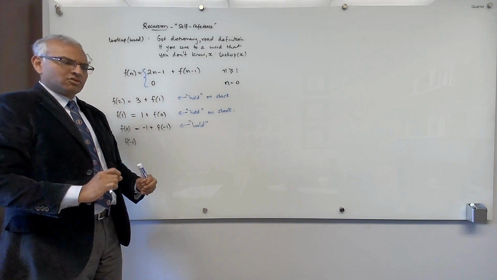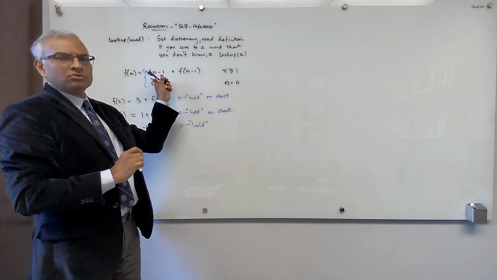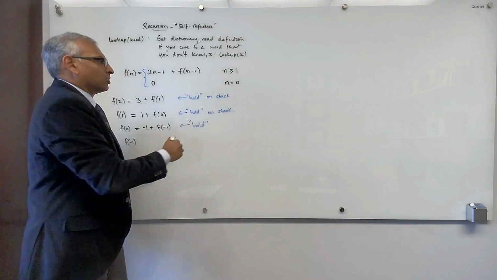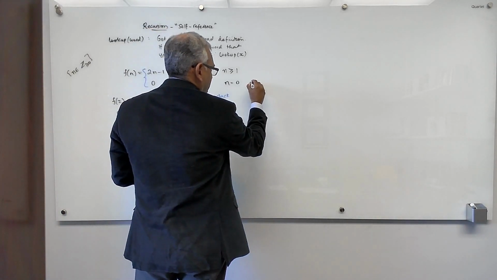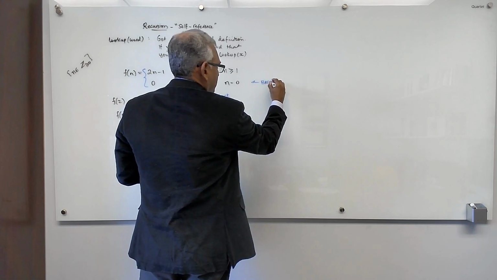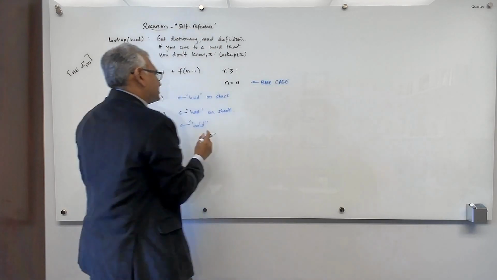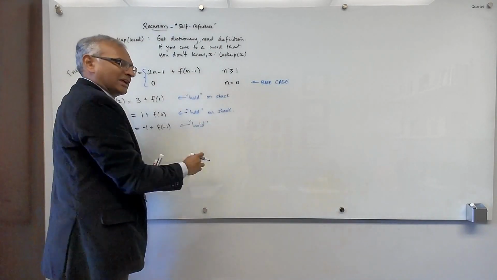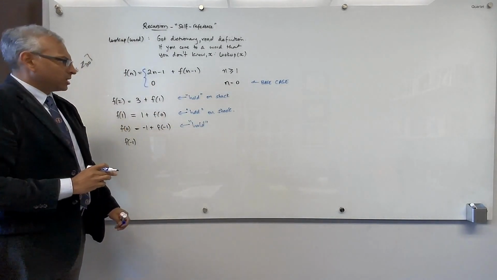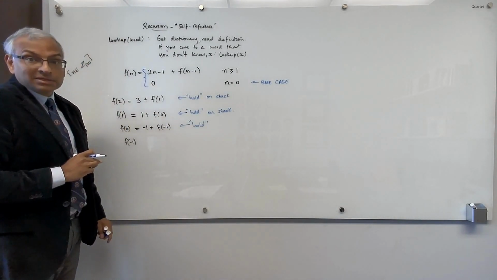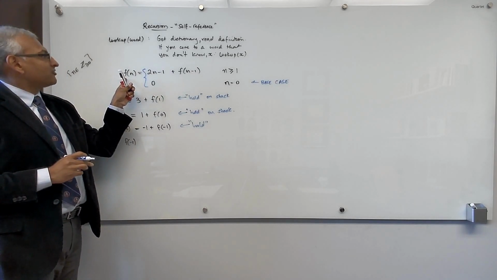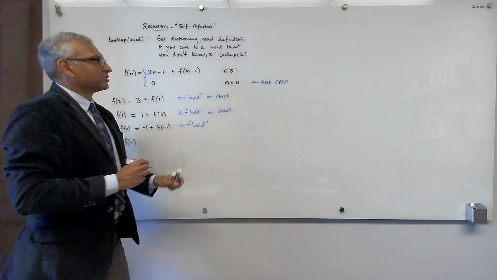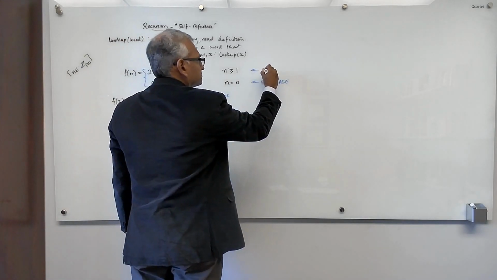Those values of n for which you don't need to use this rule are called the base cases. So in this case, the base case tells you what to do when n equals 0. Explicitly, you don't need to use this rule. But if n is bigger than or equal to 1, then you use this rule, and this rule tells you how to compute f in terms of itself. So this is called the recursive case.